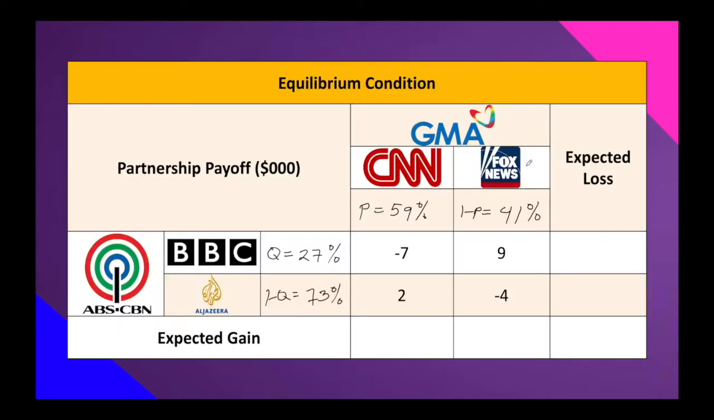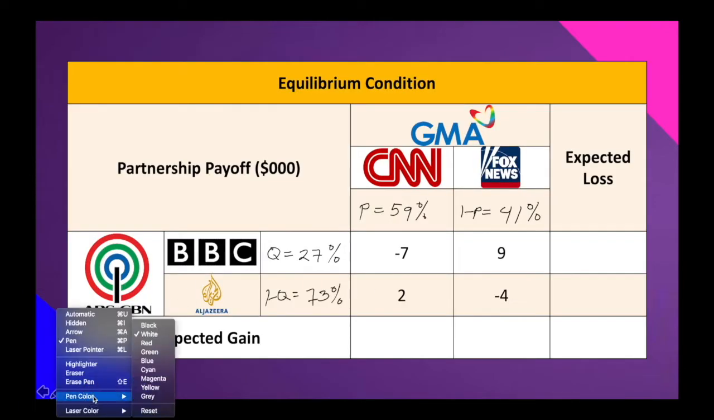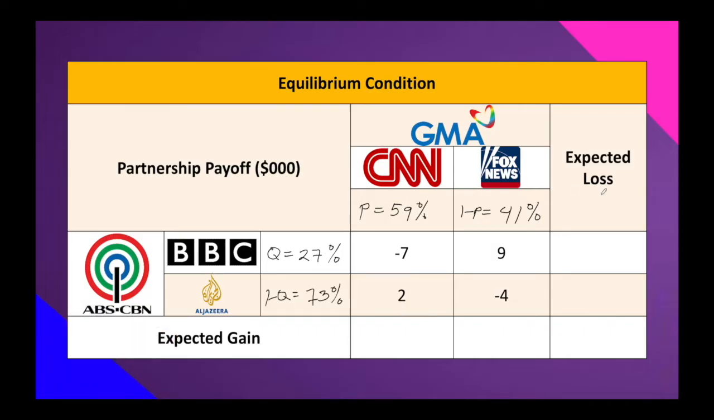Meaning to say, our content dito sa expected loss and expected gain ay parehong negative 0.45. So, negative 0.45 here, negative 0.45 here, negative 0.45 here, negative 0.45 here. And since that is the case, we are now in this state of equilibrium.